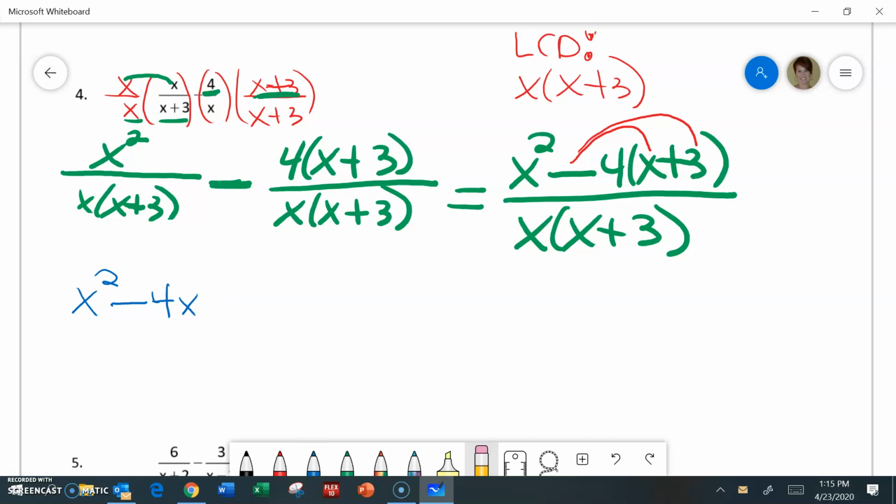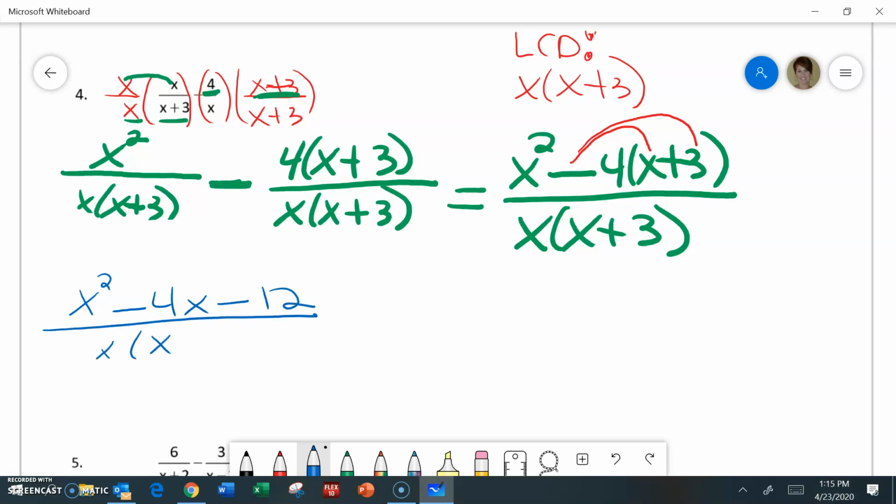So what we have now is our numerator of x squared minus 4x minus 12, all over x times the quantity of x plus 3. Now, some of you who are a little bit more advanced might realize that this is actually simplified, but I need you to continue on.